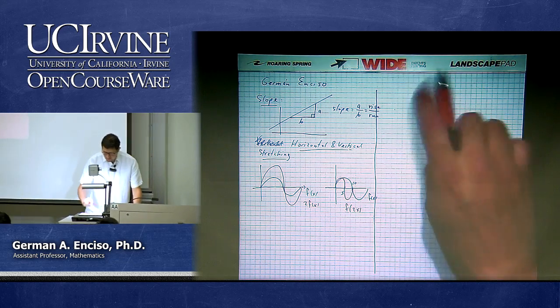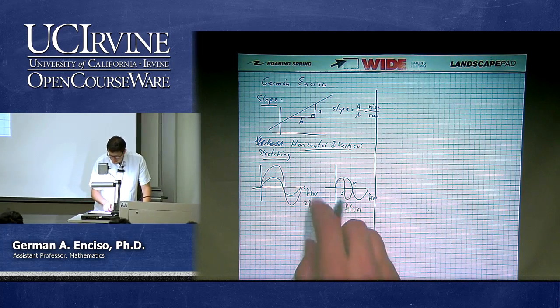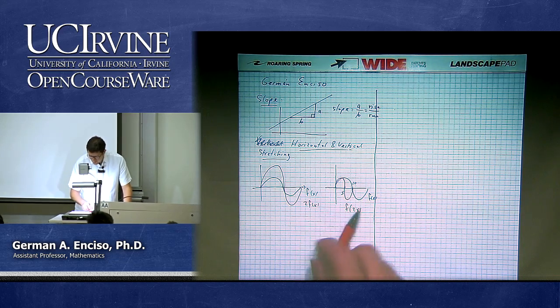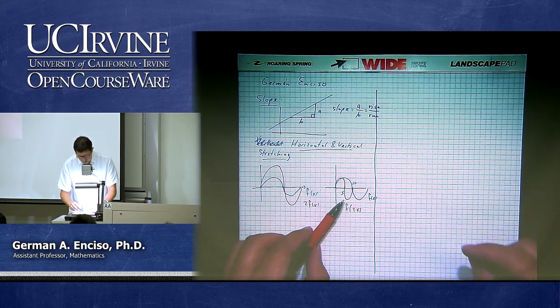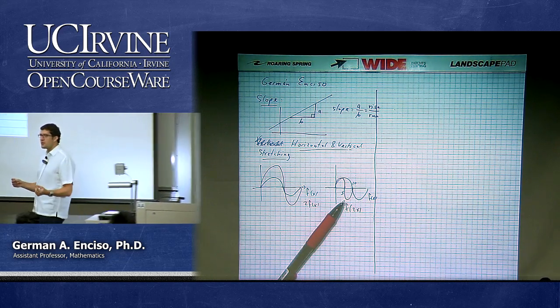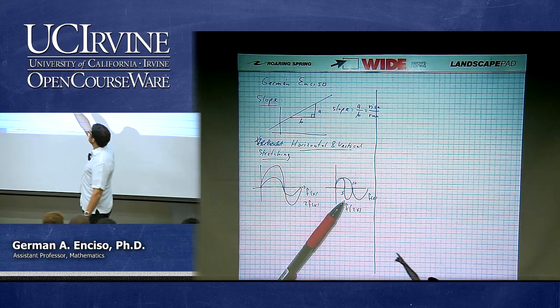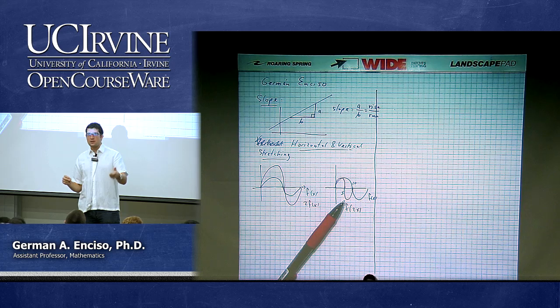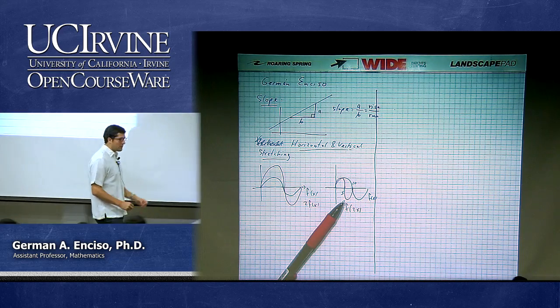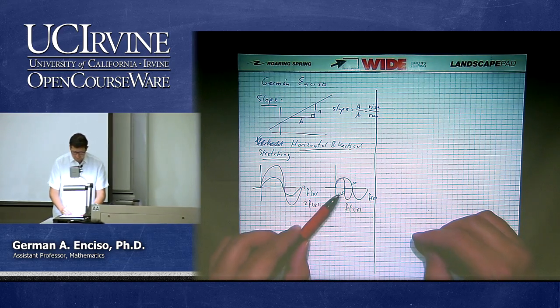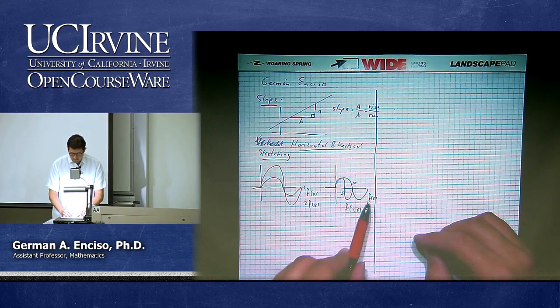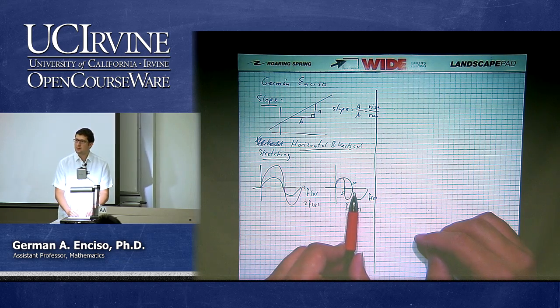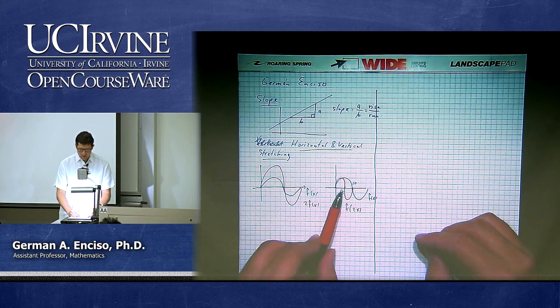So if I evaluate the red function, this function right here on the left, at 5, what I do is I take x equals 5. I have to multiply by 2 because it says f of 2x. So I multiply 5 by 2, I get 10. And then I evaluate f. So the value of this function at 5 is equal to the value of this function at 10. Whatever value it is, I copy it here.